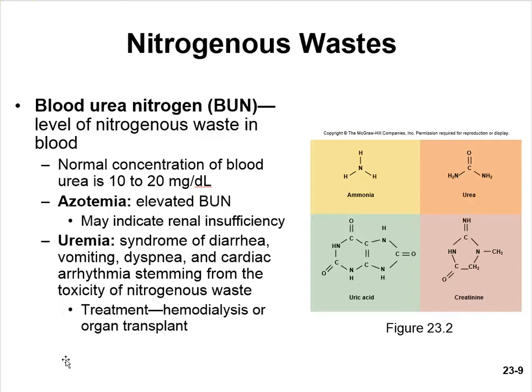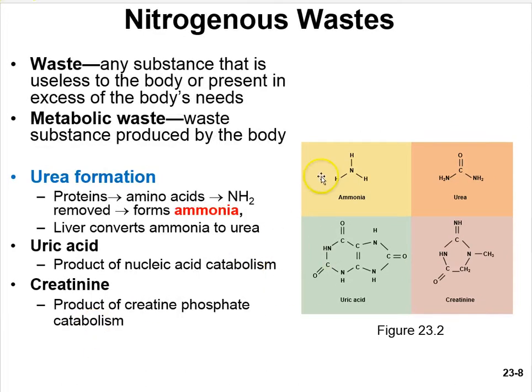Uremia is a syndrome of diarrhea, vomiting, dyspnea, and cardiac arrhythmia that stems from the toxicity of nitrogenous wastes. The treatment needed for this would be hemodialysis. We'll talk about that at the end of the PowerPoint. Organ transplant might also be needed if those kidneys are not functioning like they should. Just keep in mind that any of these that build up become toxic and can lead to kidney shutdown and death.